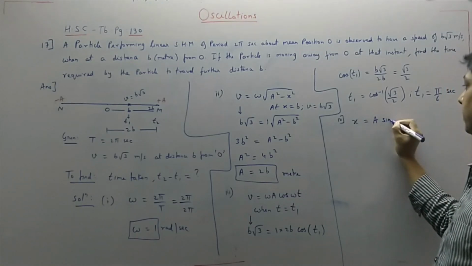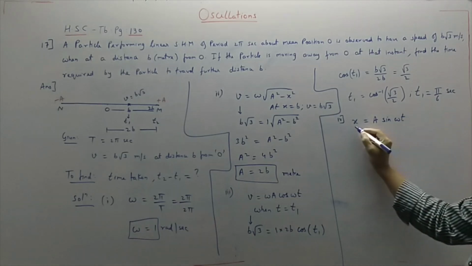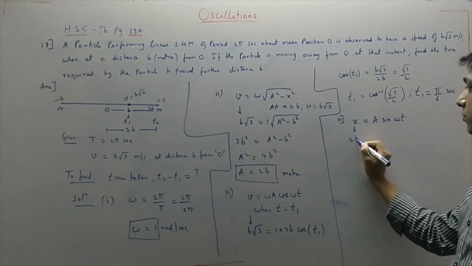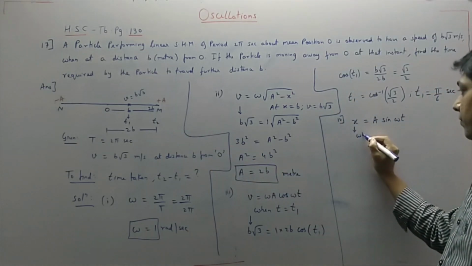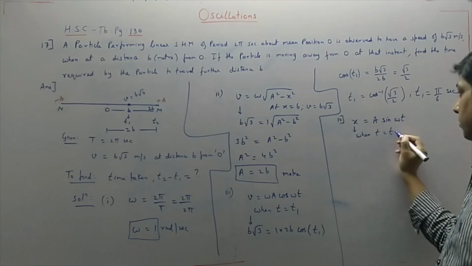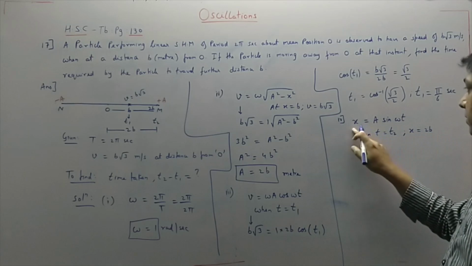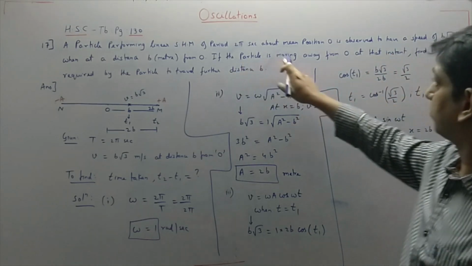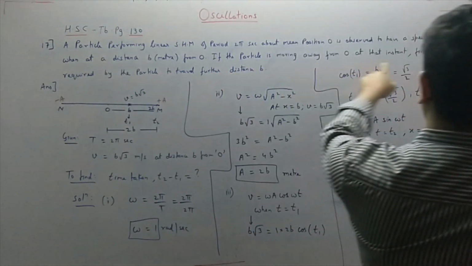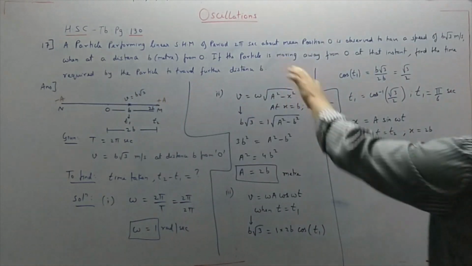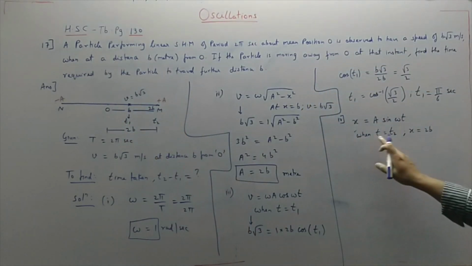x is a sine of omega t, because it starts from mean position, so phi is 0. Here x is 2b, because we are finding the time t2. When t is t2, x is twice b. Already it is mentioned: if the particle is moving away from O at an instant, find the time required by the particle to travel a further distance b. So b plus b is 2b, and we take x as 2b.